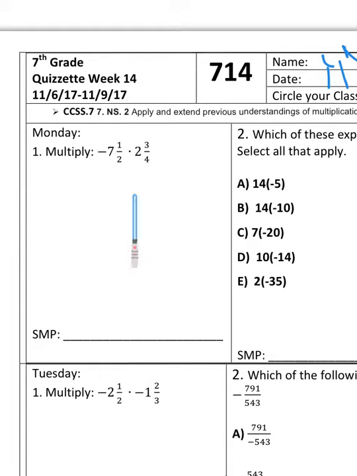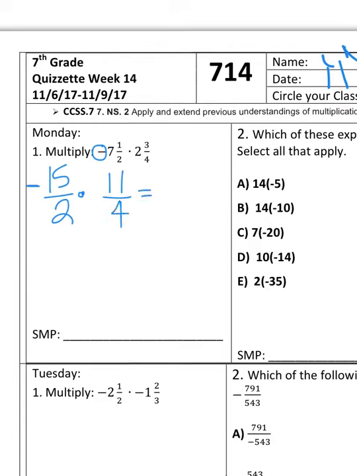What is 2 times 7? 14. 14 plus 1 is 15. So you have 15 over 2, and it just so happens that it's negative, so you bring the negative in there. And you're multiplying that by 2 3/4. 2 times 4 is 8. 8 plus 3 is 11. So you have 11 over 4, the same denominator.